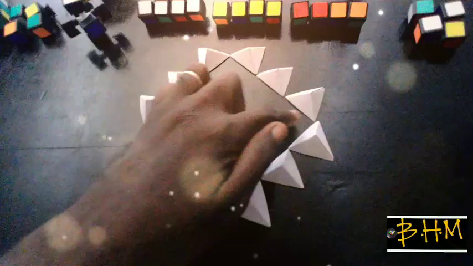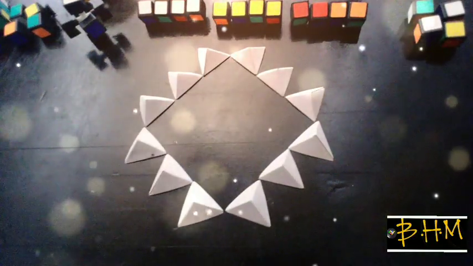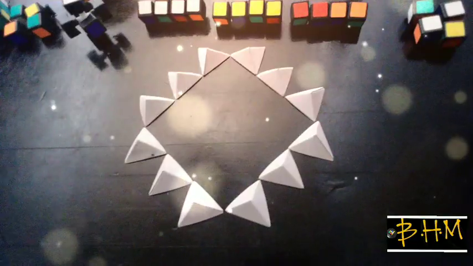Another thing about the rhombus is that the diagonals, the lines that connect from end to end, meet at 90 degrees at the center. So take note of that.